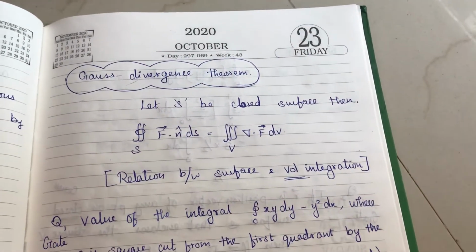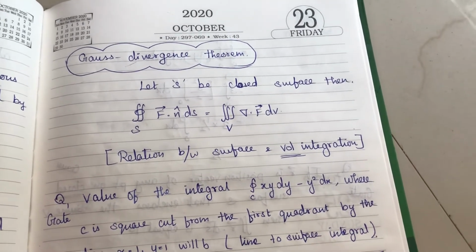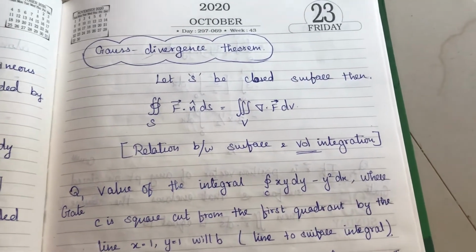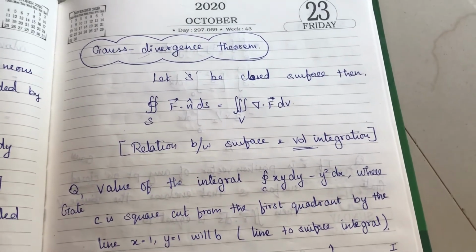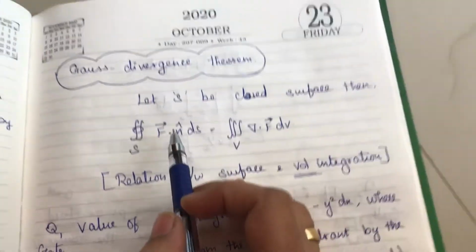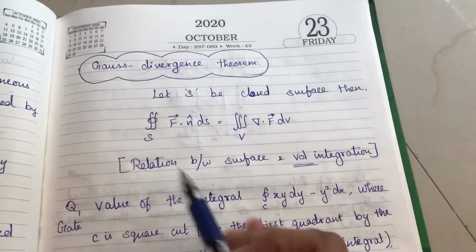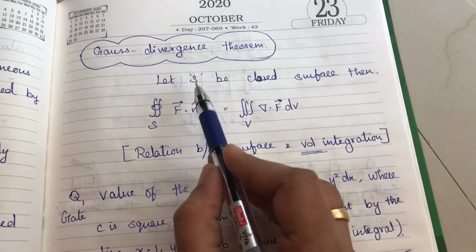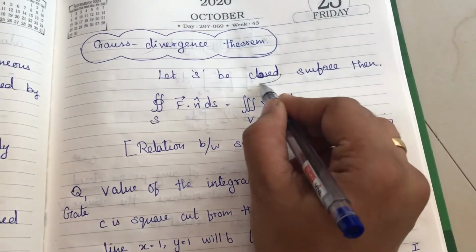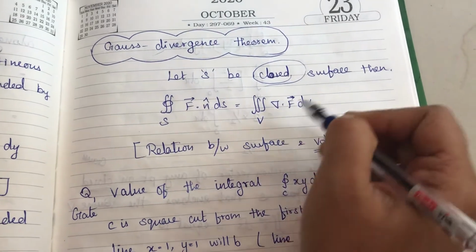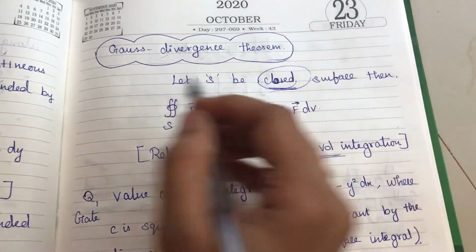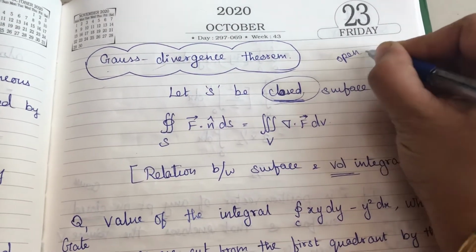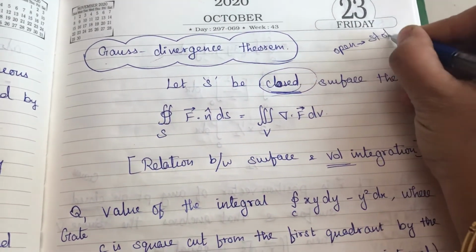After that we will see some important GATE problems. After these three theorems, vector calculus is completed. Let's see that. Just a few more things. Gauss divergence theorem. Here the surface is a closed surface. If they say closed, you have to apply Gauss. If they say open, you have to apply Stokes.